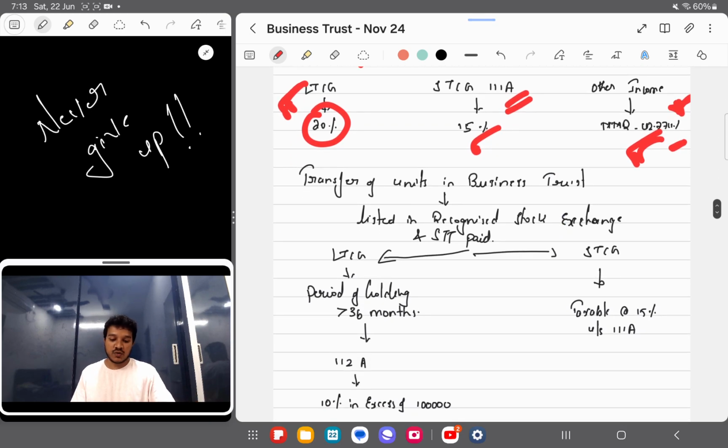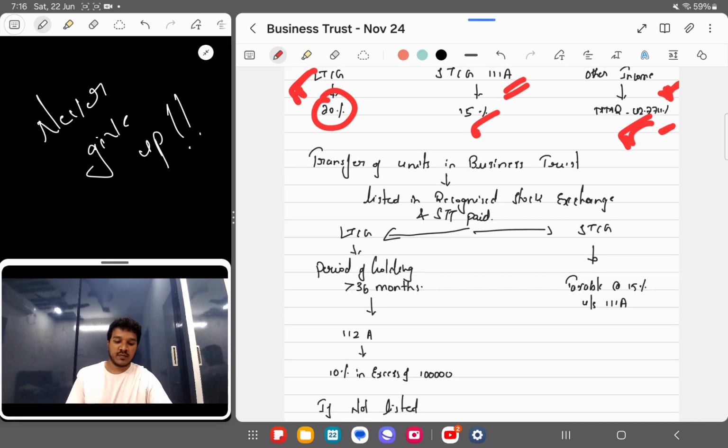Now there is a unit holder. Imagine there is a unit holder and he has transferred his units. So in case a unit holder transfers his units in business trust, then you will have to see whether that is listed in a recognized stock exchange. If it is listed, then what is the period of holding? If the period of holding is more than 36 months, then it will be treated as long-term capital gain. If the period of holding is less than 36 months, then that becomes a short-term capital gain.